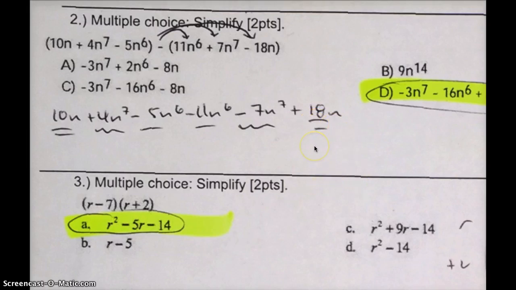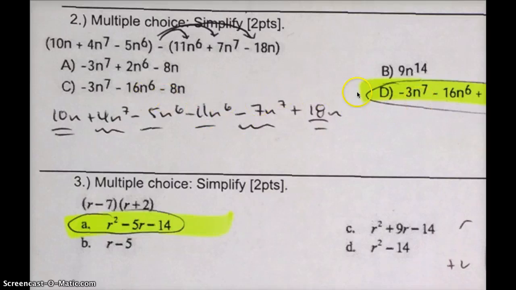From there, I've used symbols to visually show you what is like terms. So here with the squigglies, I have 4n to the 7th and a -7n to the 7th. The coefficients give you a -3n to the 7th, which there you can eliminate B. Next I'll do the 6 powers, so -5 and a -11 gives you -16n to the 6th.